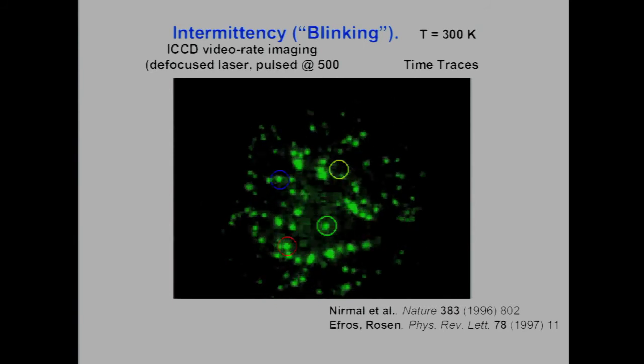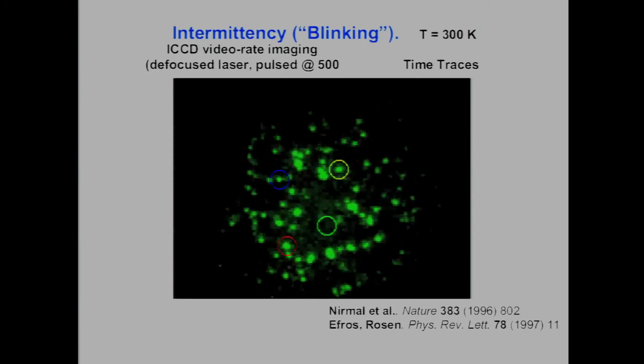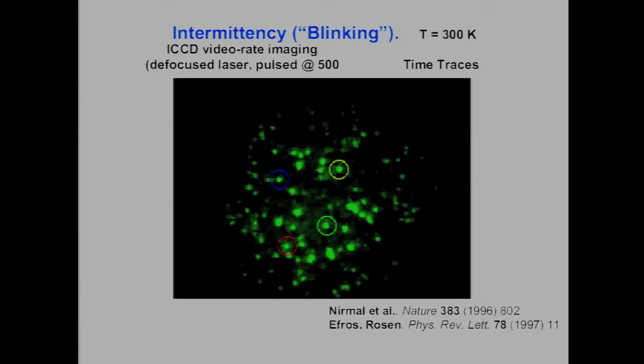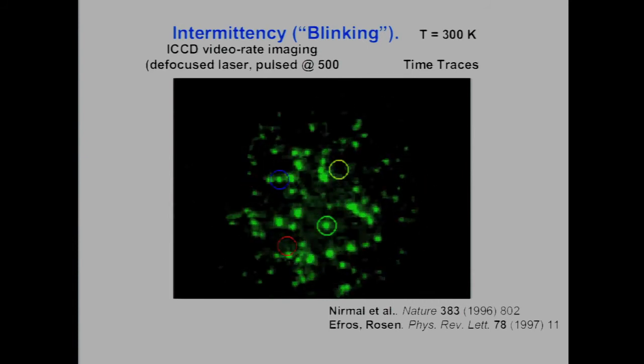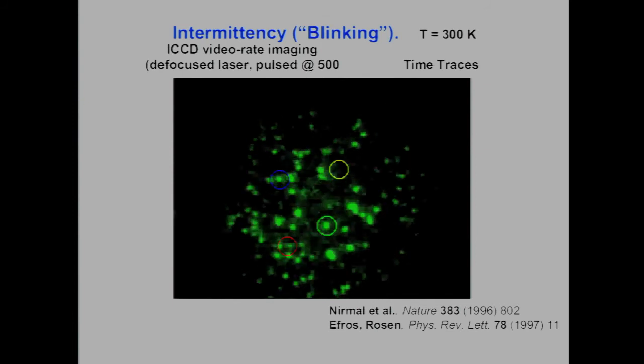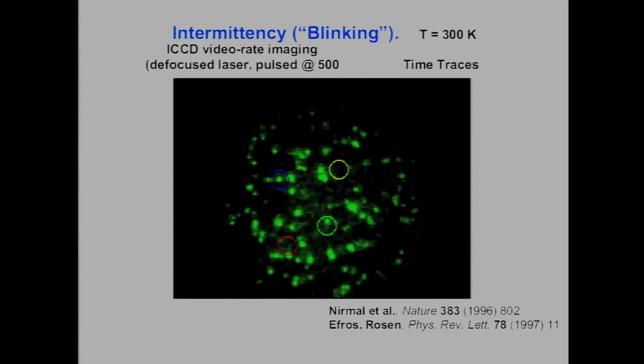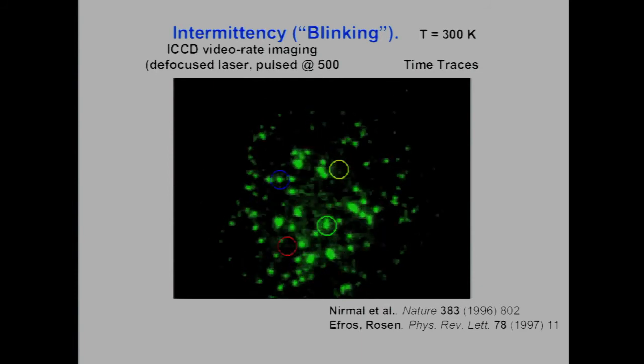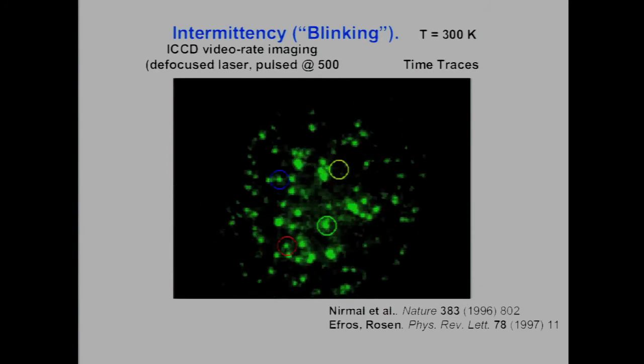Now, I talked about the good things about quantum dots. There are many disadvantages as well. To start with, they are relatively large compared to organic dyes. The surface properties are not perfect. They are sticky. The avidity, the number of, let's say, antibodies that we can put on them, is not controlled very well. And they blink.